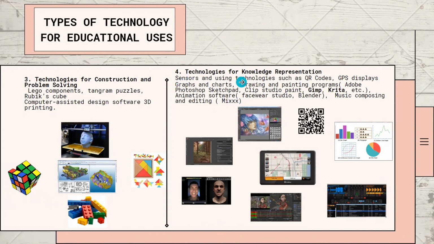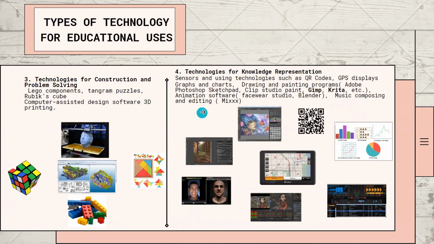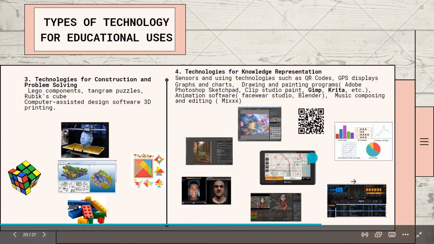Next are the technologies for knowledge representation. It includes sensors and technologies such as QR codes, GPS displays, graphs and charts, drawing and painting programs just like Adobe Photoshop, Sketchpad, Clip Studio Paint, GIMP, and Krita, etc. Animation software includes Faceware Studio and Blender. And it also has music composing and editing, of which a mixer is an example of an application.